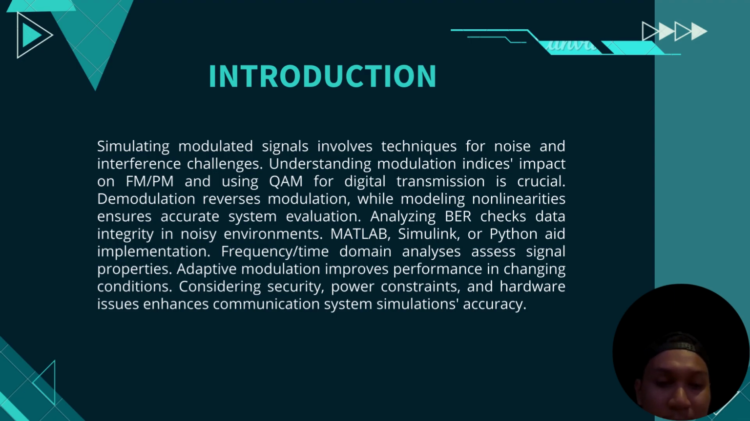Analyzing bit error rate in digital modulation assesses data integrity in noisy environments. Tools like MATLAB, Simulink, and Python aid implementation, while frequency and time domain analysis evaluate signal properties. Adaptive modulation addresses changing channel conditions and system performance, security considerations, and accounting for real-world limitations such as power constraints and hardware issues. That's all.